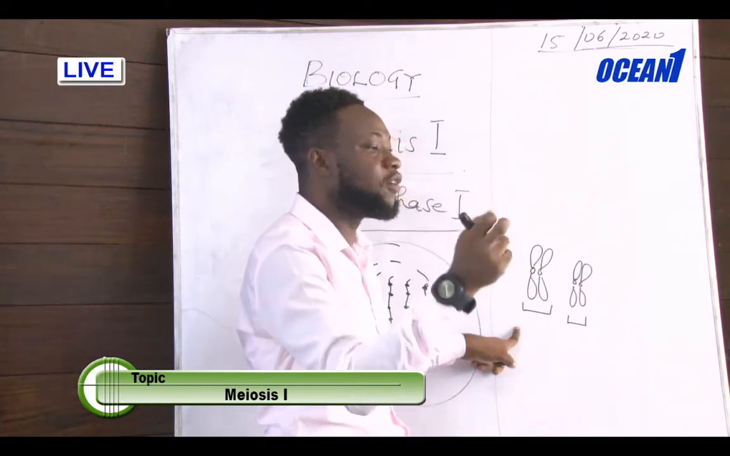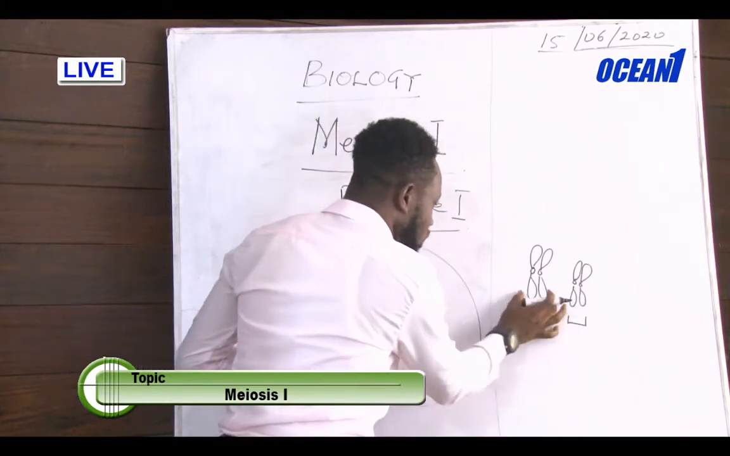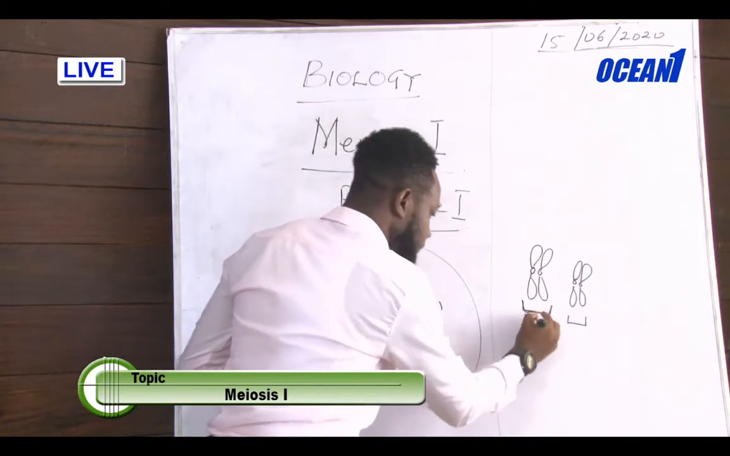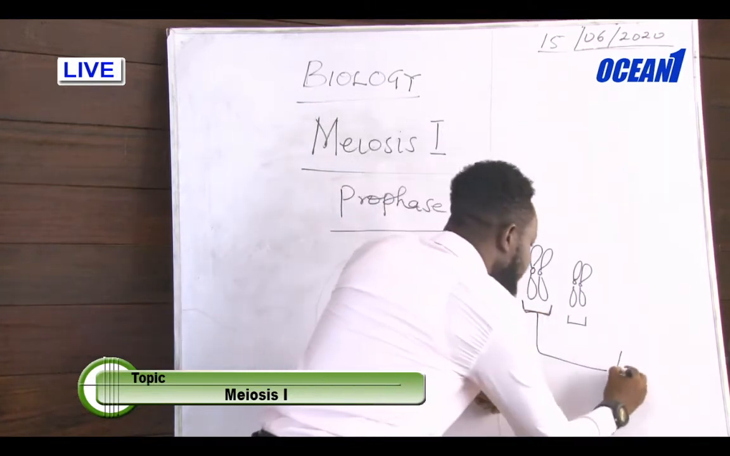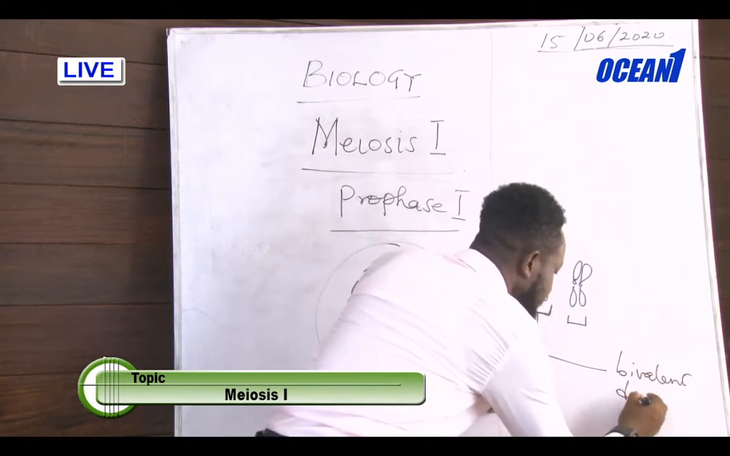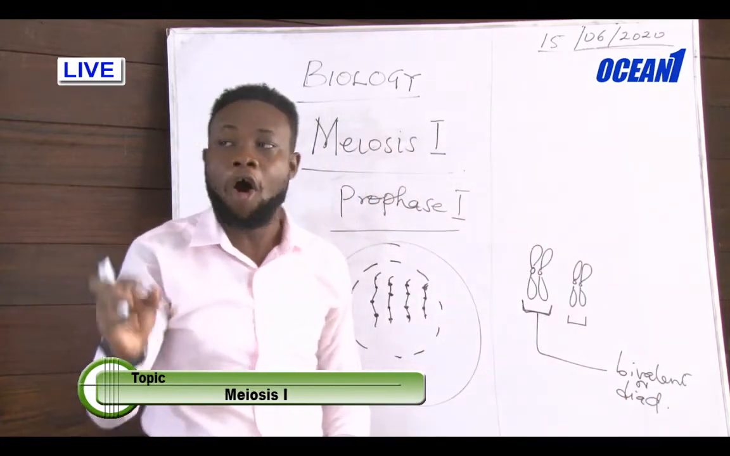A pair of synapsed homologous chromosomes formed a bivalent. So you see, in actual sense, how many chromosomes are we seeing here? Two. So we call this a bivalent, or a dyad. So it is called a bivalent or a dyad.